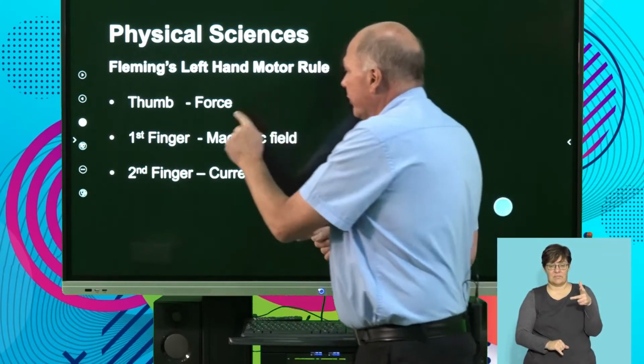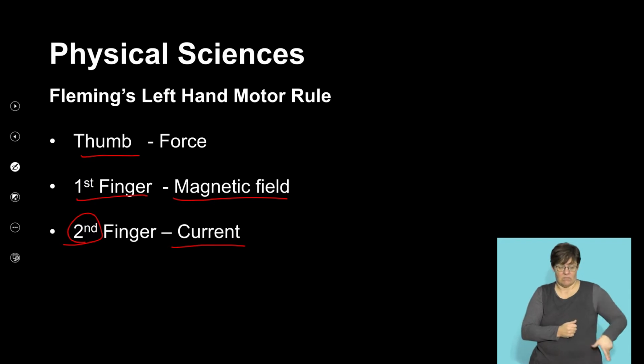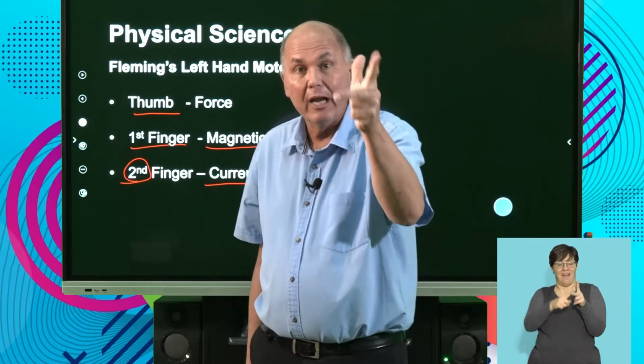Go through the things on the board here. We've got it very clearly. The thumb is the force. The first finger is going to be the magnetic field, and the second finger, the C there, tells us the current. So always remember, slap your thigh, you're in the FBI, with your left hand.